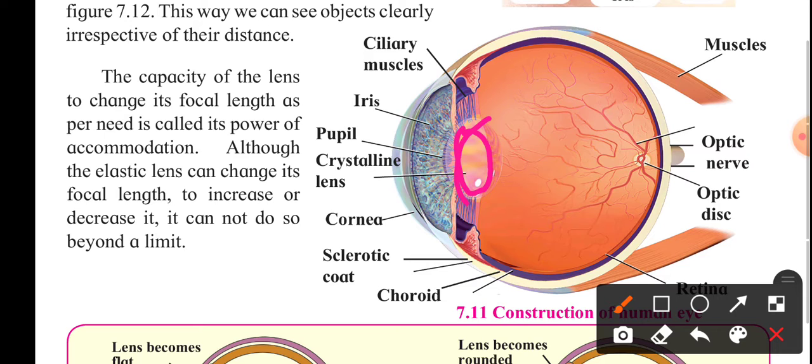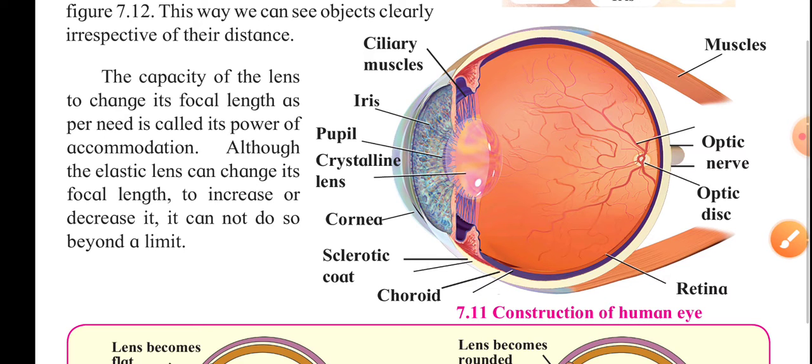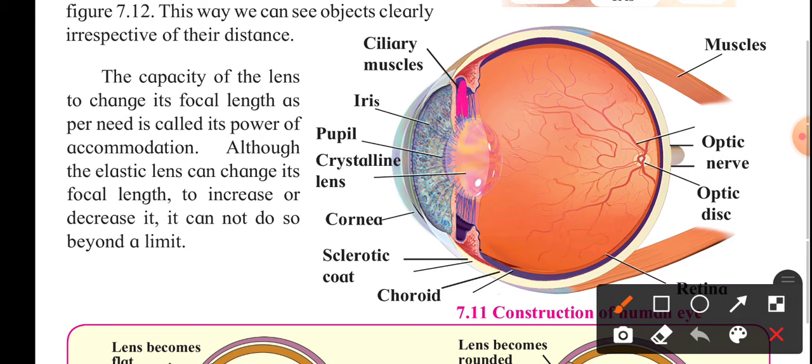This particular lens is held by the ciliary muscles. You can see here at the top and here at the bottom, there are ciliary muscles. This controls the focus of the lens. According to the image formation, the distance of the particular object and its brightness, the eye gets adjusted.